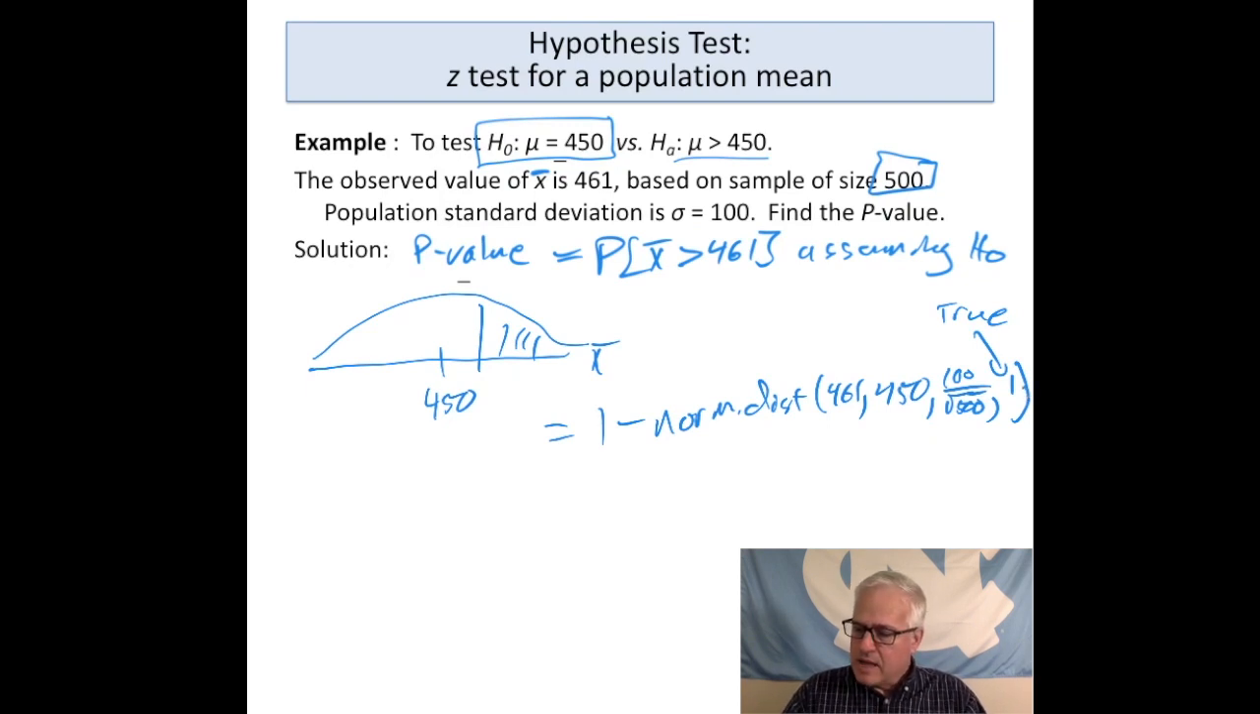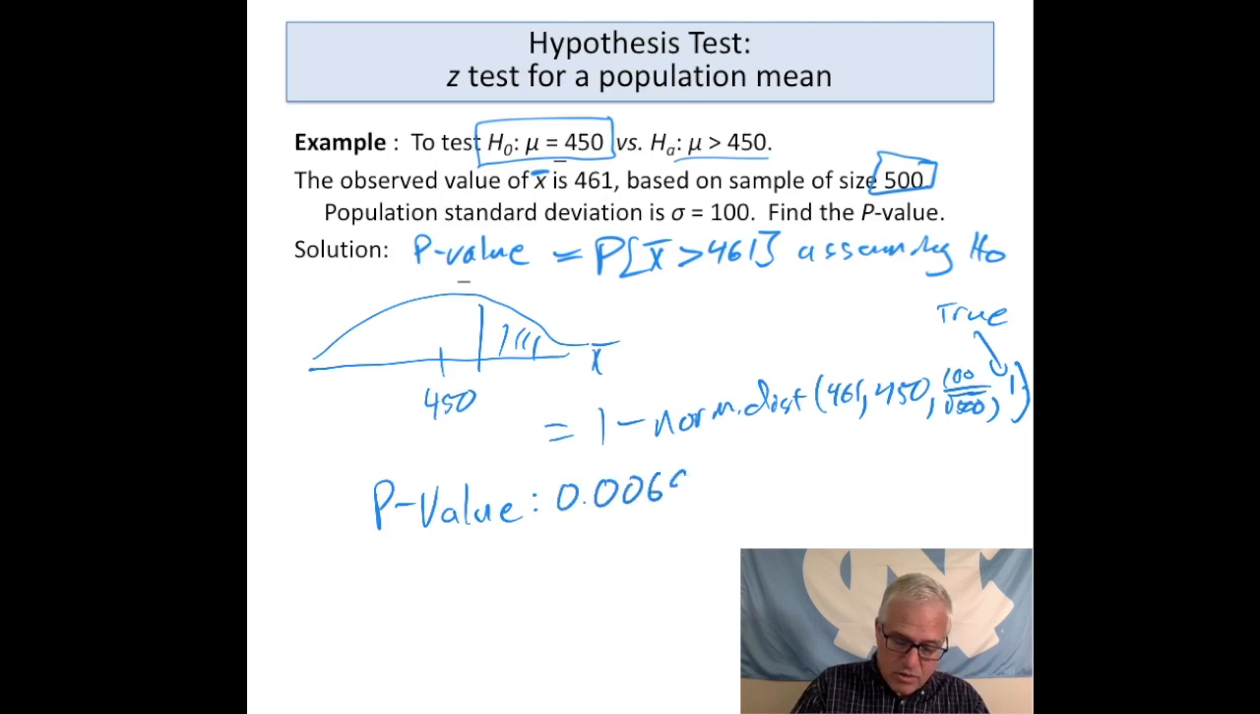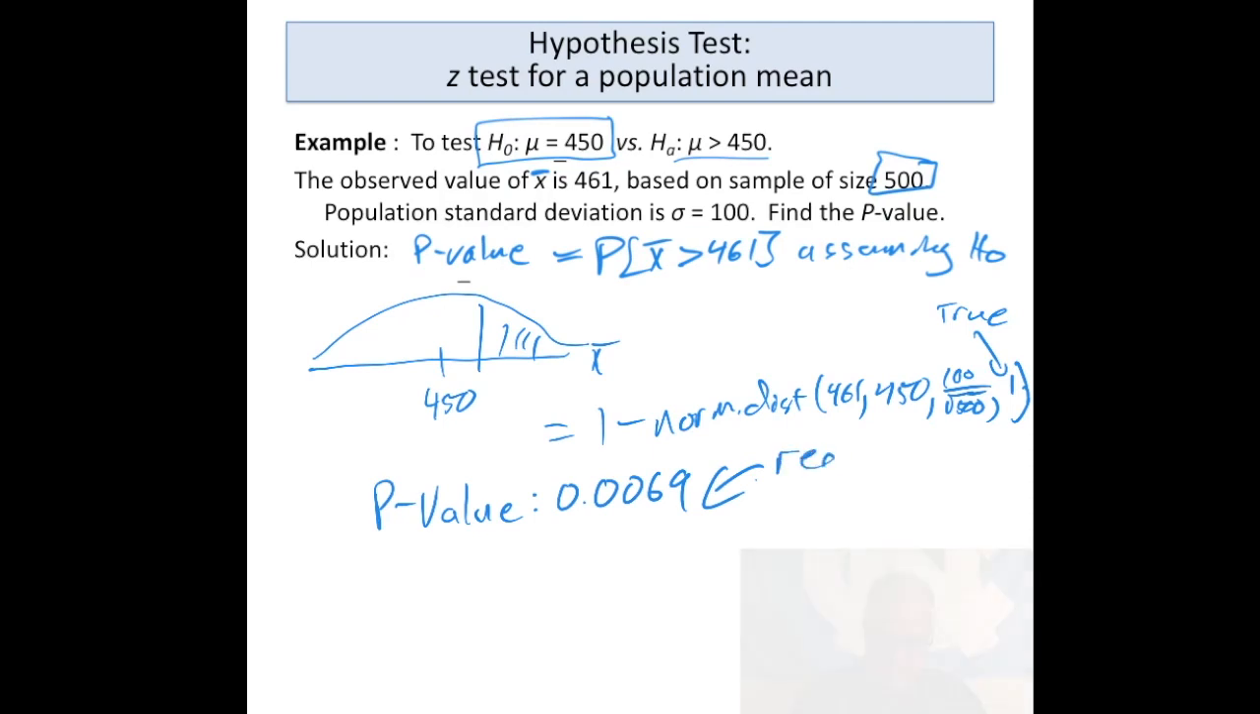Okay, and when I do that calculation, I get that the p-value, the probability that this would occur by chance for a random sample of 500, if the true population mean were 450, the probability that we would observe a sample mean as high as 461 is, I got 0.0069. This is a really small probability. So the idea that this happened by chance is really, really small.